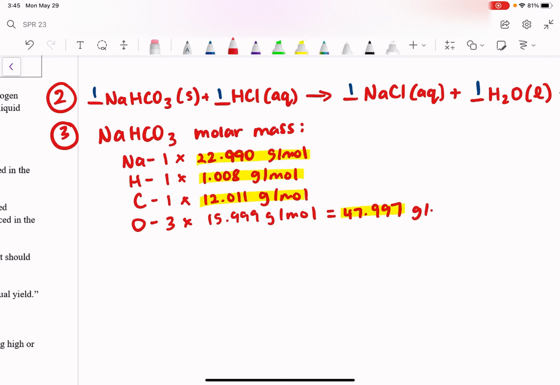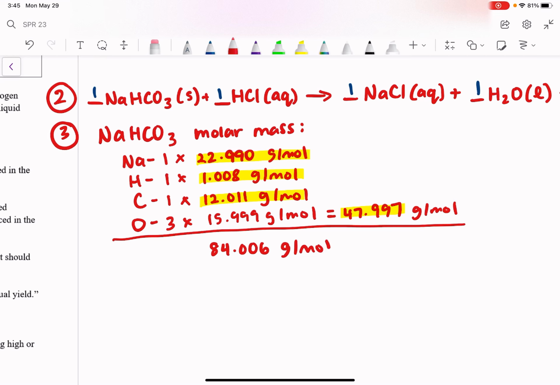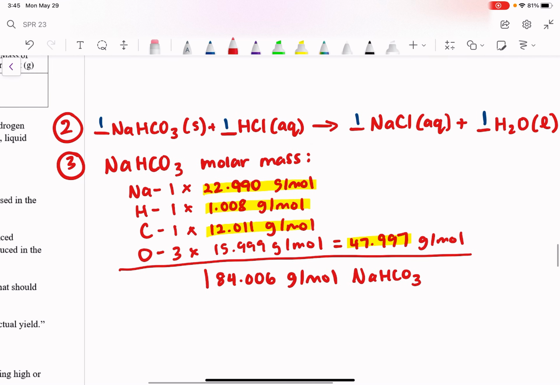I forgot my units here. Okay, because I want the total molar mass. So 22.990 plus 1.008 plus 12.011 plus 47.997, and that equals 84.006 grams per mole. All right, so that's the molar mass of NaHCO3. So that's for number 3.